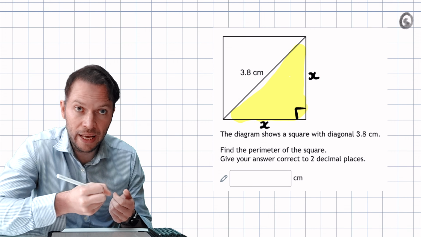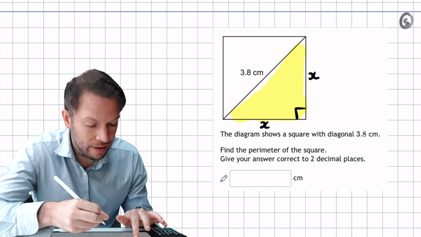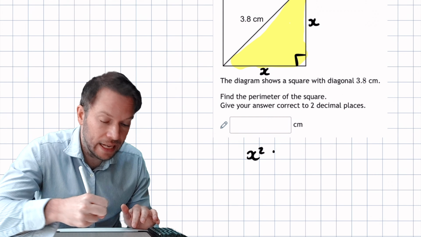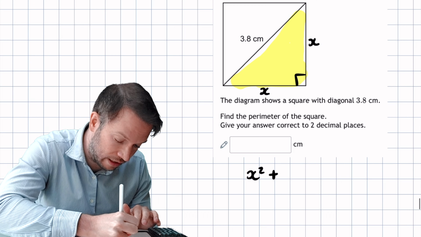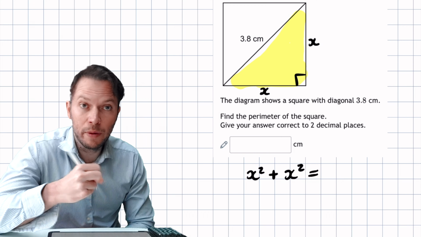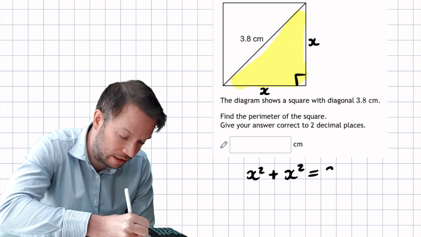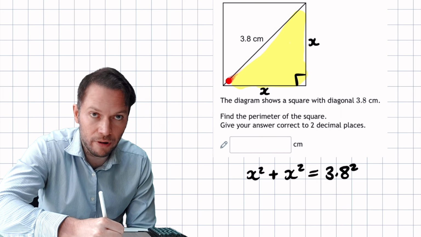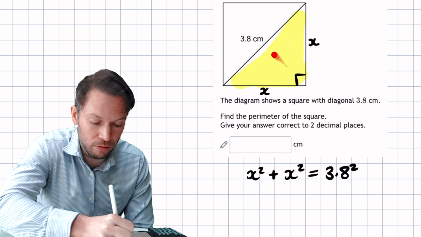So let's remember how Pythagoras' theorem works. If we do one of the shorter lengths squared, so the x squared, and we add the other shorter length squared, so x squared, that gives you the length of the hypotenuse squared, so the 3.8 squared. Remember, the hypotenuse is always the longest length of the right angle triangle. It's opposite the right angle always.